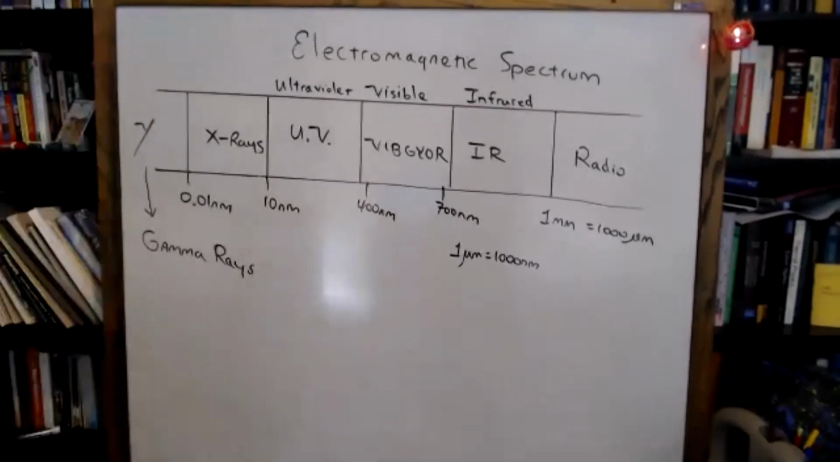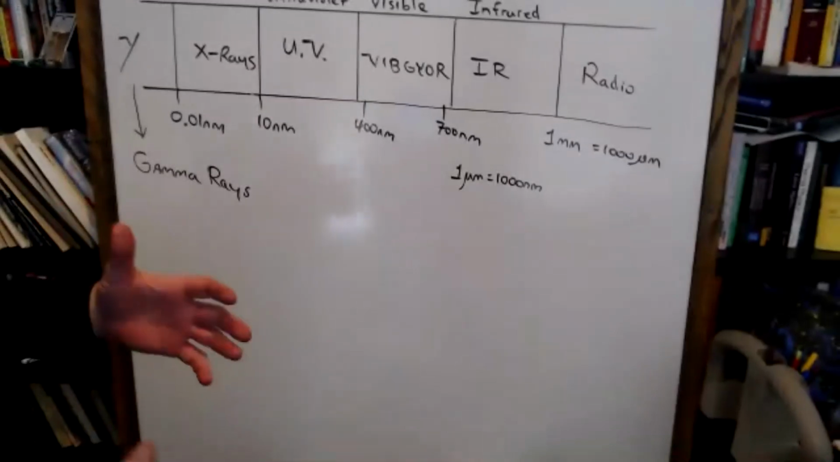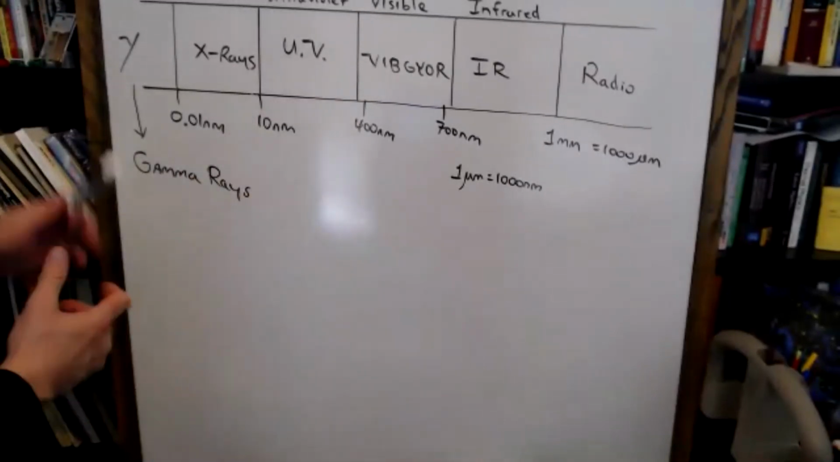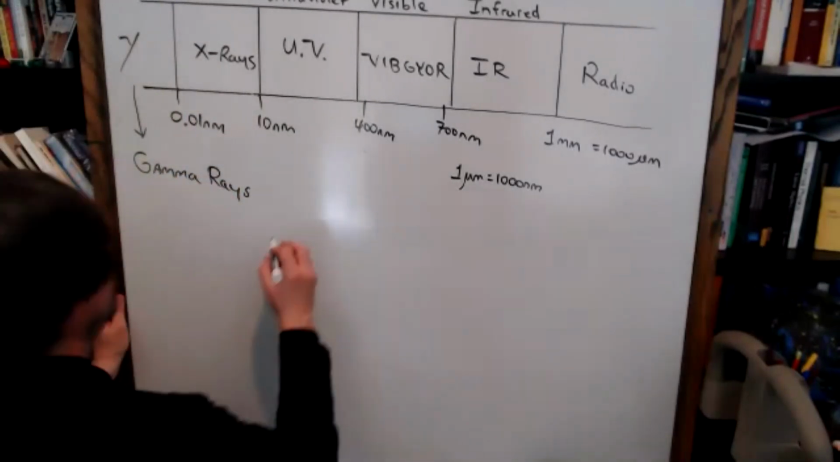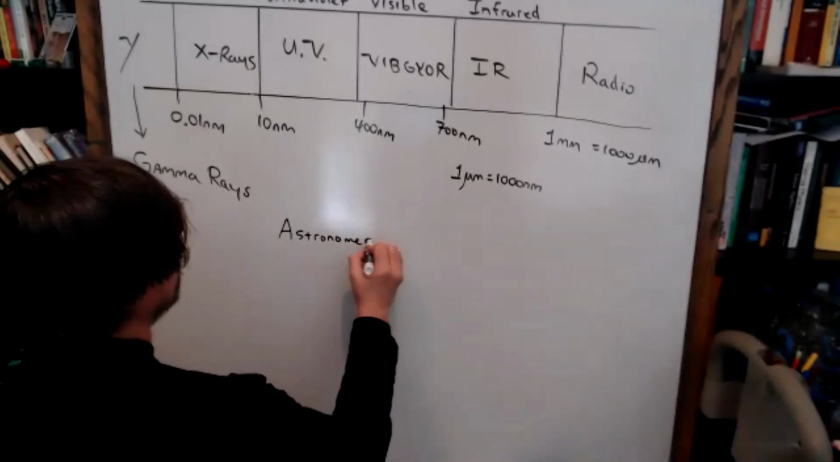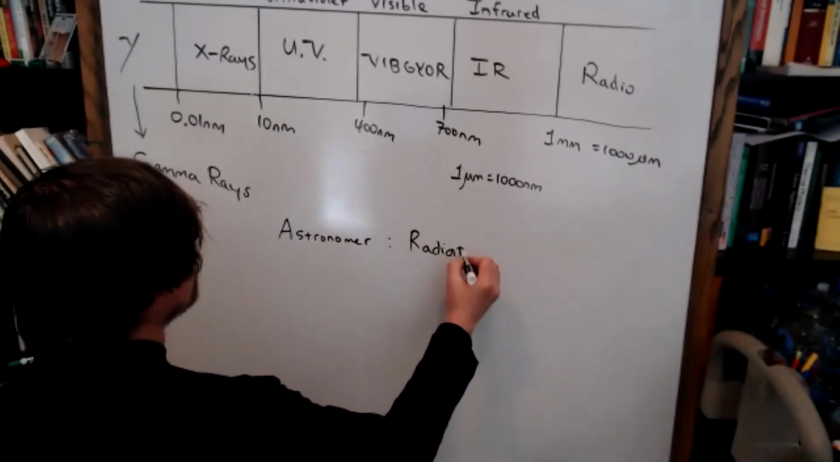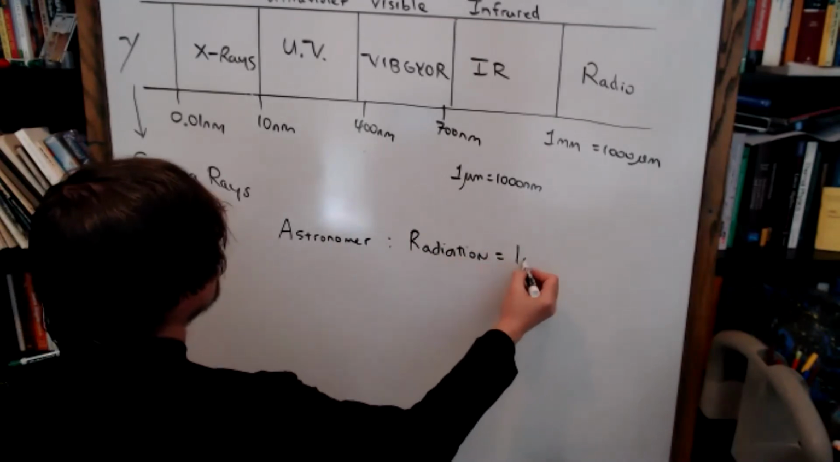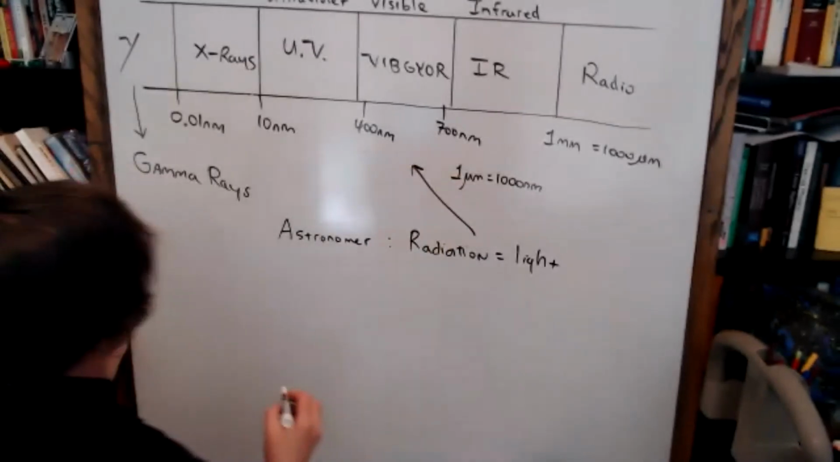Okay, so there's 2 different senses of radiation. Unfortunately, the term radiation is a little bit loaded, and I usually get around to explaining this at some point in the class. If you're an astronomer, you use the proper term radiation to mean light. And that means all of this stuff up here.